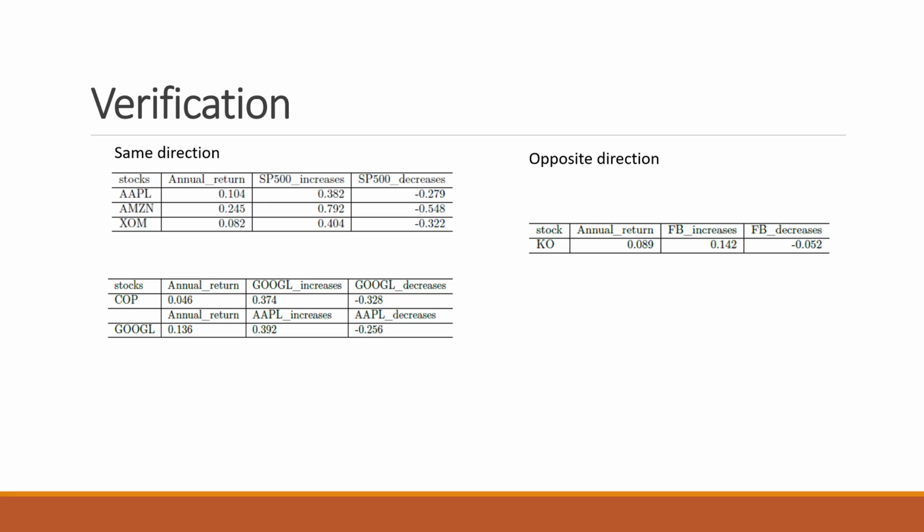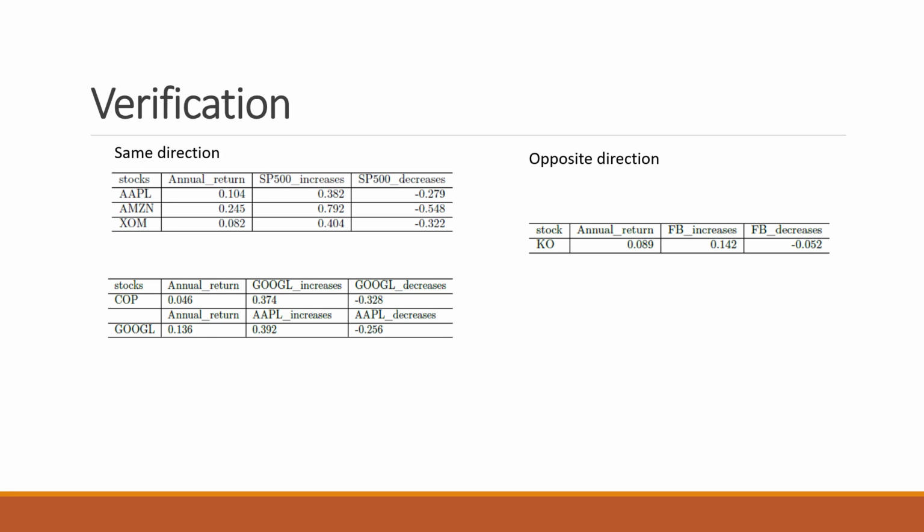And that works for Google and Apple stock too. So Apple, Google, ConocoPhillips, Amazon, ExxonMobil, they are all in the same direction as the SP500 index.